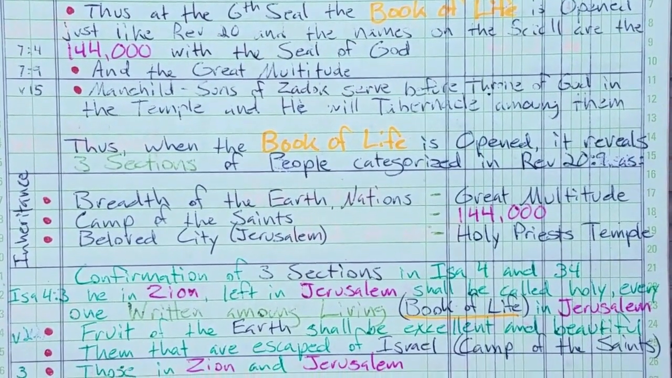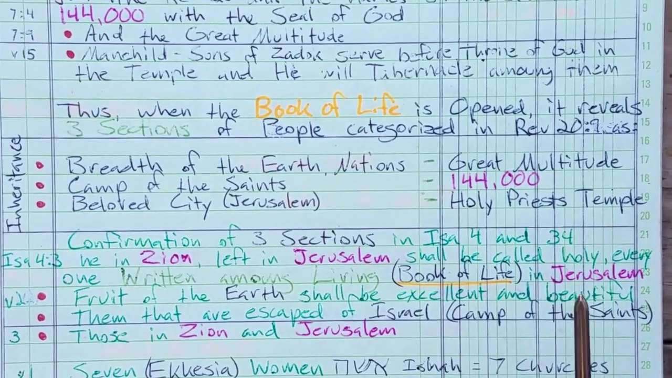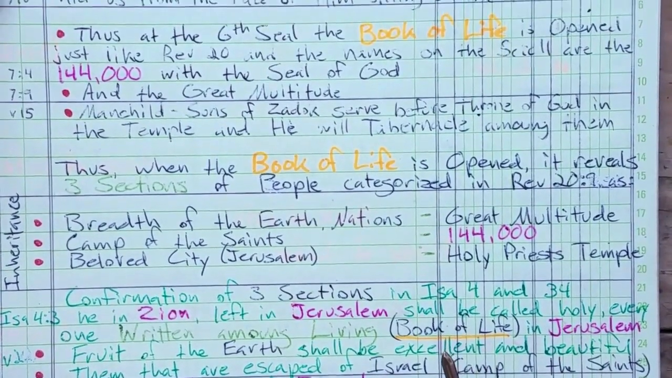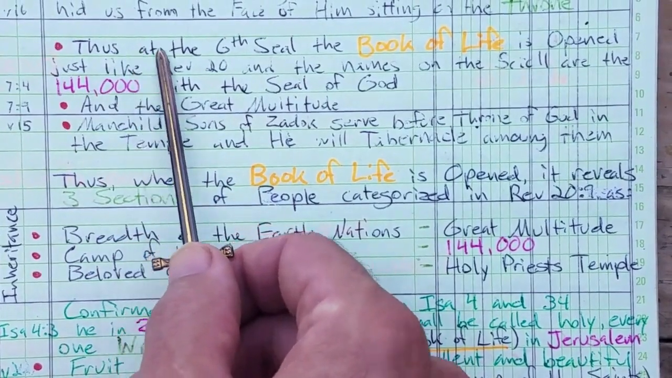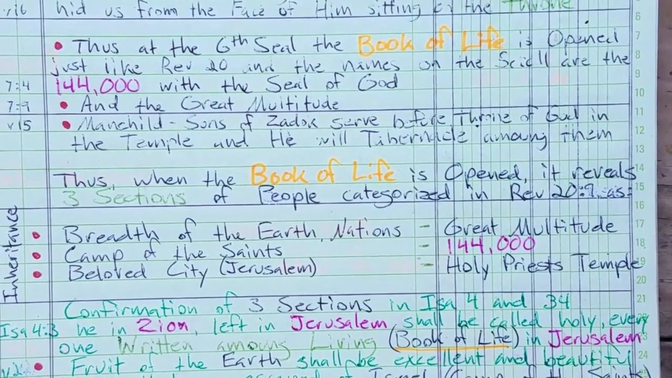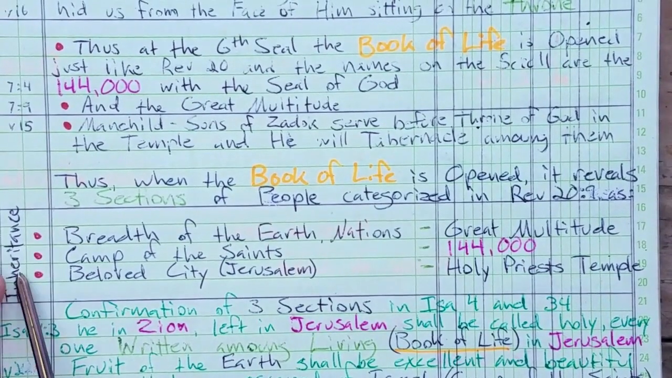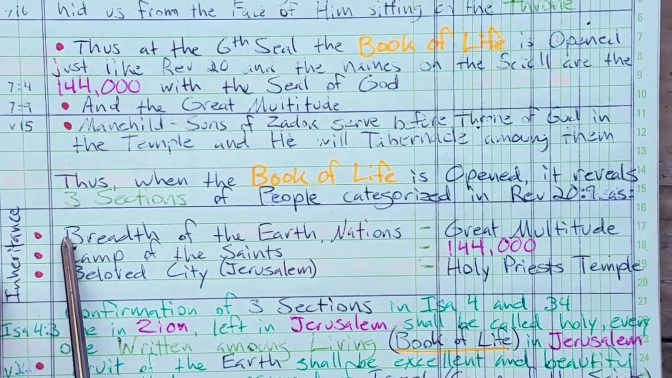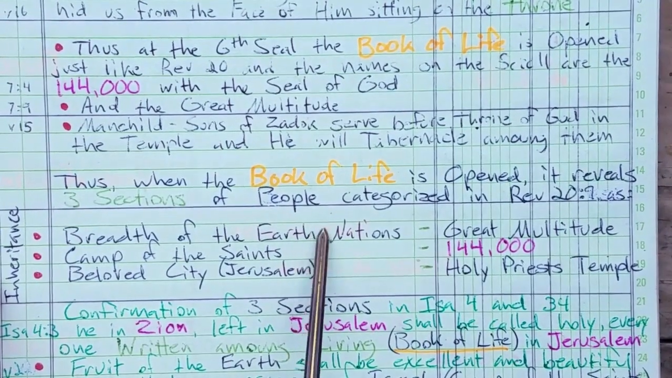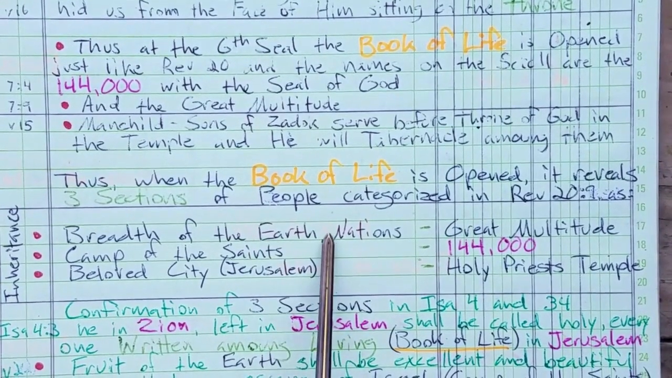Thus, the book of life is opened, and it reveals three sections of people, categorized in Revelation 20. So just like we can see here the three parts of the book of life, 144,000, great multitude, man-child, we see the same thing in Revelation 20 as it relates to the inheritance during the millennium. The inheritance describes the breadth of the earth, or the nations. That's the great multitude. And we conclude the breadth of the earth here is more or less the land area of the ancient Persian Empire.